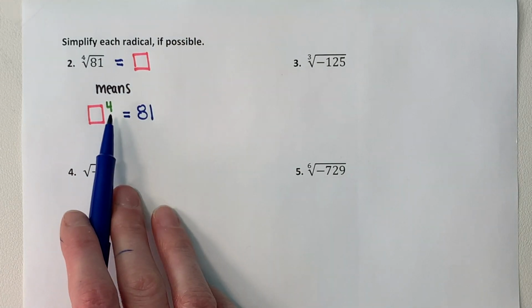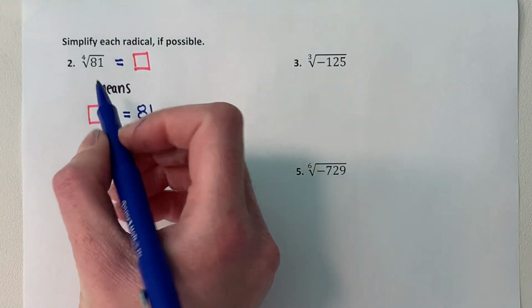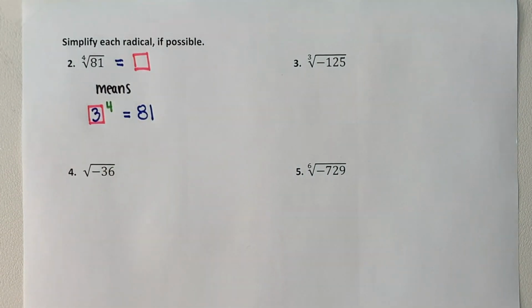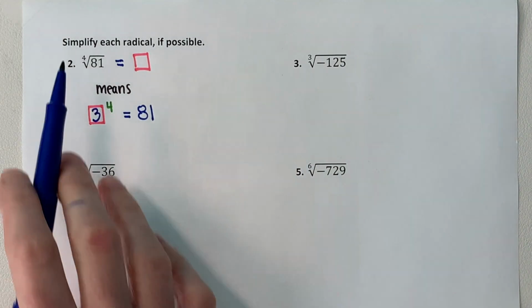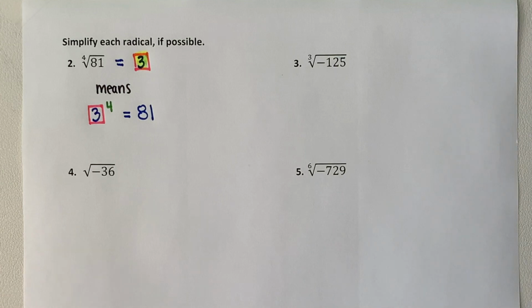If you take 2 to the 4th, either mentally or on your calculator, you'll get 16. So 2 doesn't work, but if you take 3 to the 4th, you get 81. So since 3 to the 4th is equal to 81, that means that the 4th root of 81 is equal to 3. Let's take a look at another example.